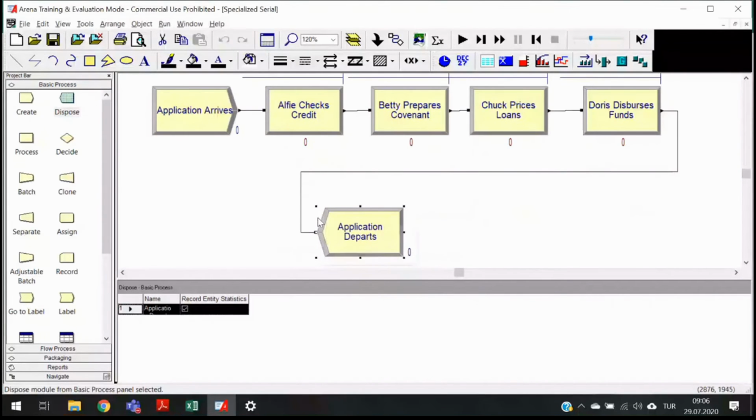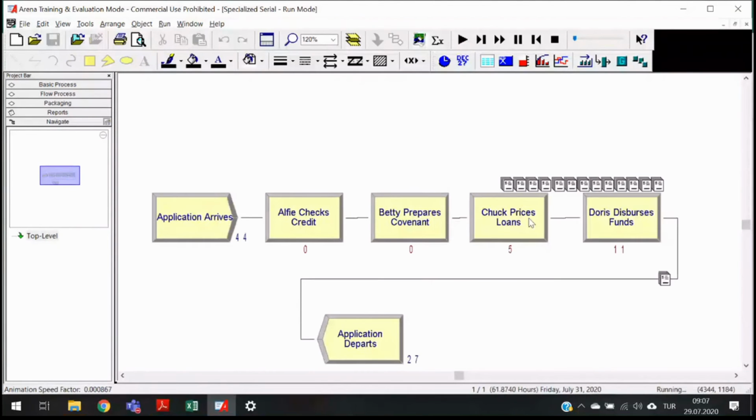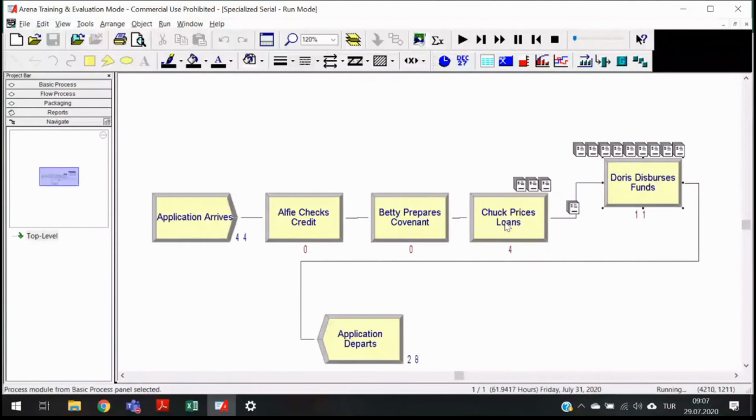Okay, now what we are going to do is just run the simulation. And let's slow it down a little. So you see, in Doris, there is a large queue here at Chuck. So let me show this like that.